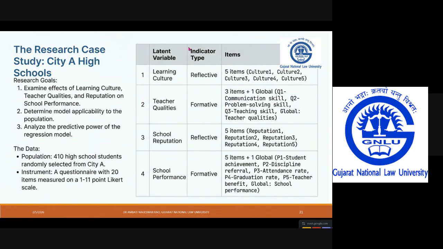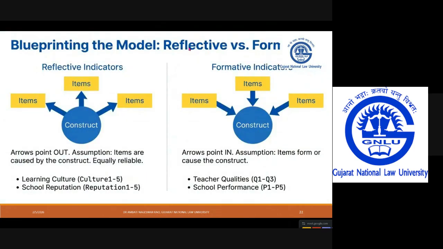let me view this part. As you can see, in the reflective construct, items are caused by the construct. If you look at causality, the construct causes the items. Items are coming from the construct. The construct is the source of variation in the items. If you look at the arrows, arrows are drawn from the construct to the items. Whereas when it comes to the formative construct, the items cause the construct.